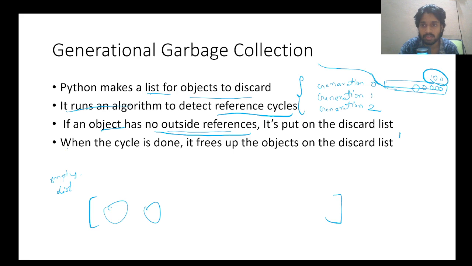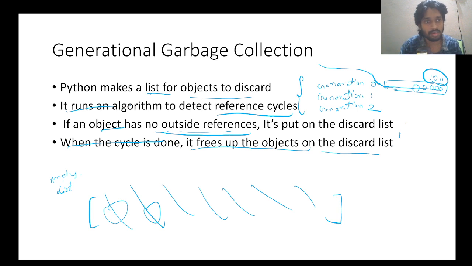When the cycle is done, it frees up the objects on the discard list. It will delete these objects. So that's how garbage collection is done for cyclic references. Here we try to discard the objects which don't have any outside references, and we put these objects in the discard list.